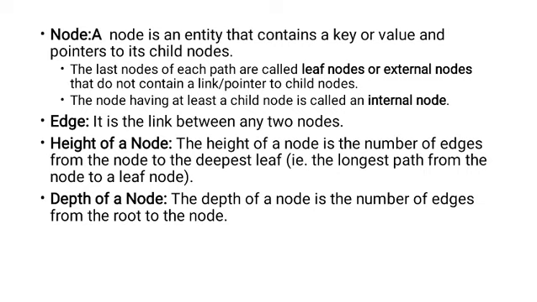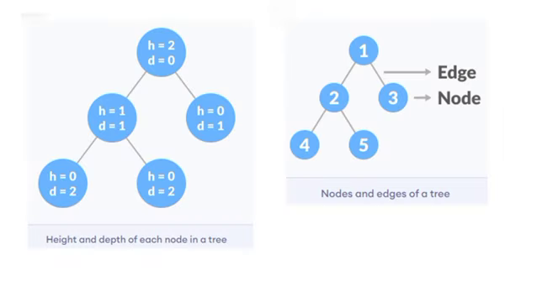Next, depth of the node. The depth of a node is the number of edges from the root to the node. This is the general representation which explains the height and depth of the node. This is how we calculate the height and depth. Height starts from the bottom and depth starts from the top.